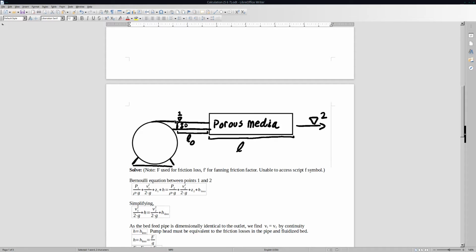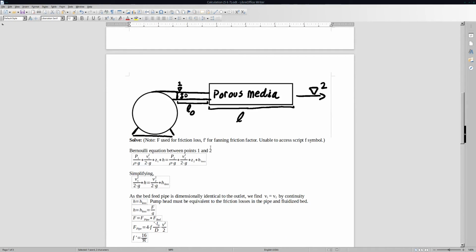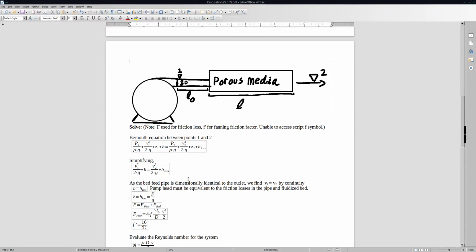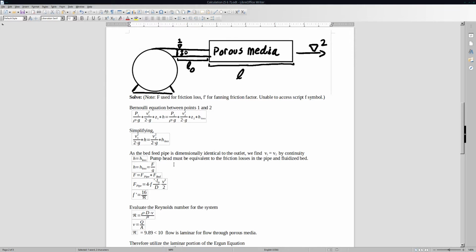So here we'll analyze the system from point 1 to 2, and we'll use the Bernoulli equation between those two points in order to derive an equation for pump head, part of fulfilling the requirement for pump analysis. And we can simplify that down using our assumptions. Because the feed pipe dimensions are identical to the outlet of the porous media, we can use continuity to simplify it further, so the pump head is going to be equivalent to the head loss over the system.